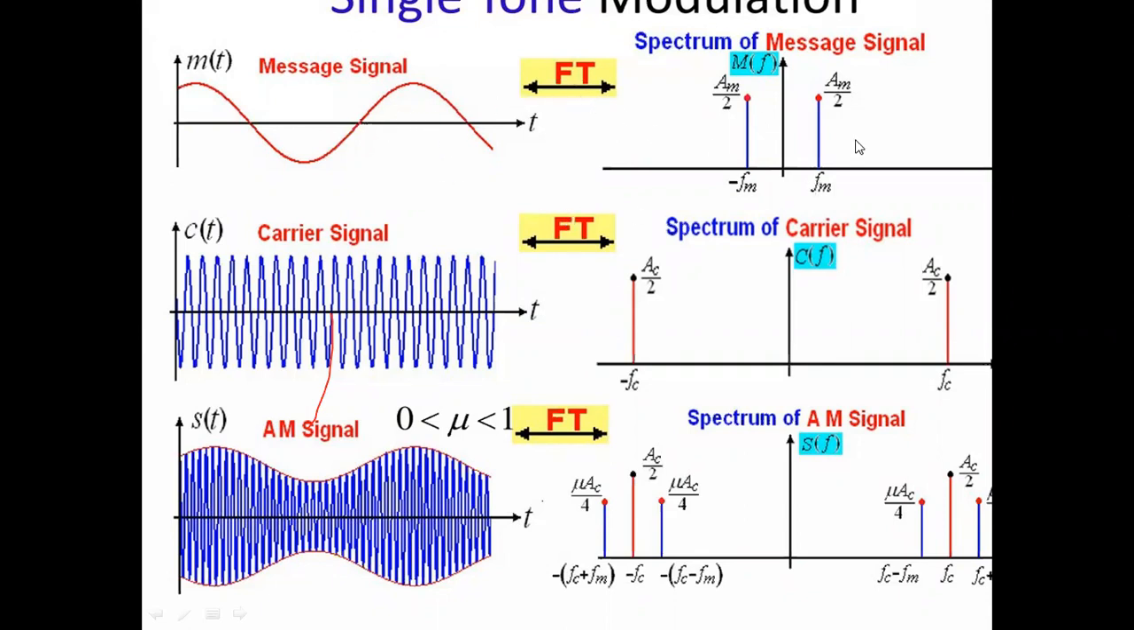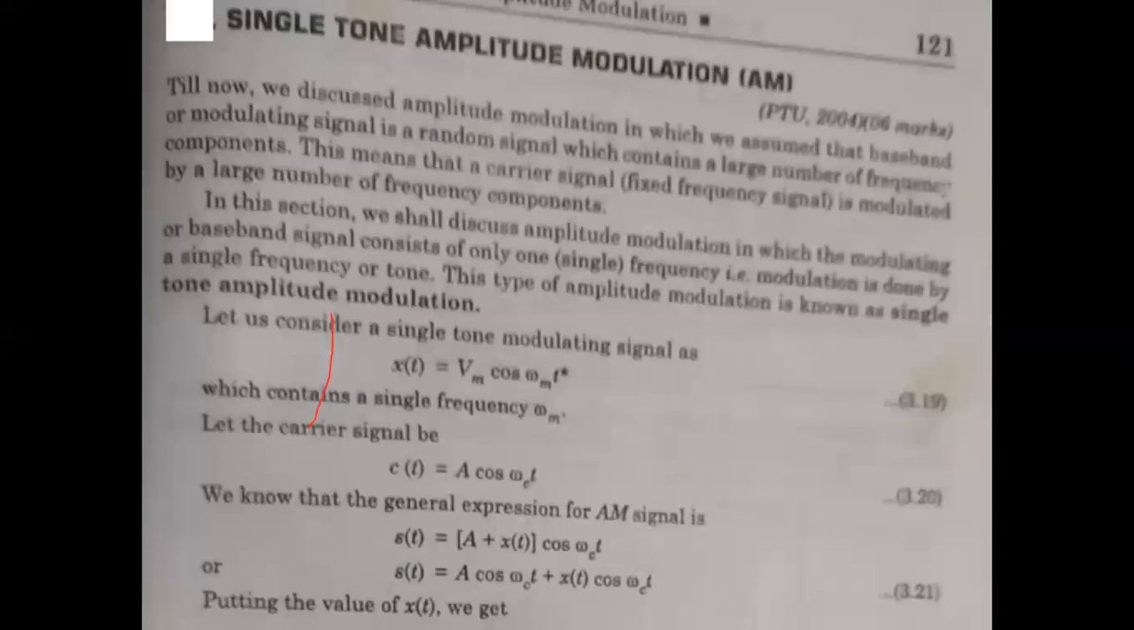For the message signal, the spectral components are double, and for the carrier, the spectral components are double. When the signal is modulated, the spectral components are increased and the magnitude is reduced by 50%. So now let us see the single tone signal.